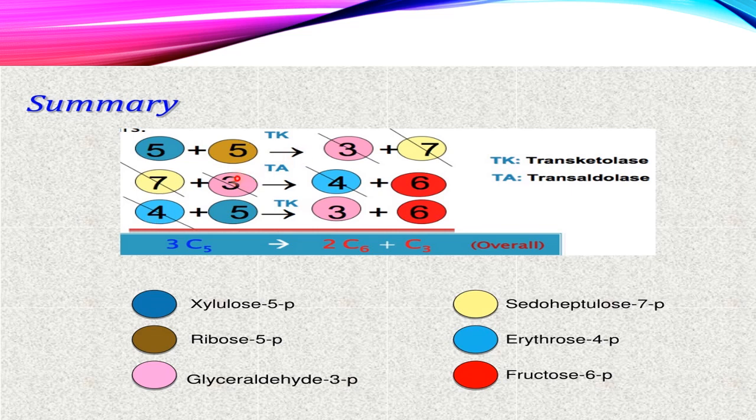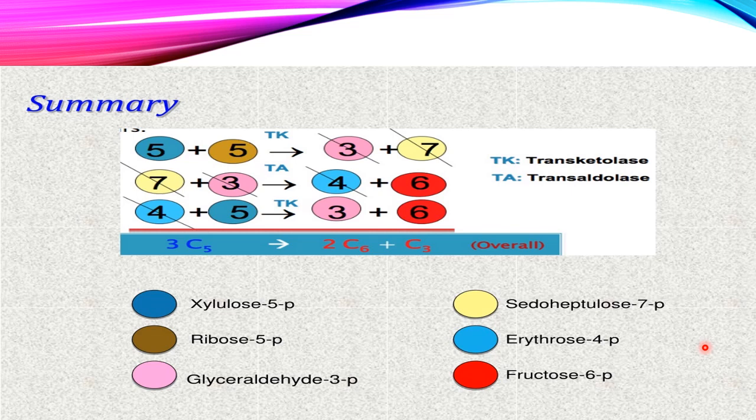Therefore, on cancellation, 3 cancels 3, 7 cancels 7, 4 cancels 4. So, 5 carbon compounds, three of them, are resulting in 2 six carbon compounds and 1 three carbon compound. This is nothing but fructose, this is nothing but glyceraldehyde 3-phosphate, and these are our pentoses. Five carbon sugars are called pentoses. This is an overall explanation of the pentose phosphate pathway. I hope you are clear.